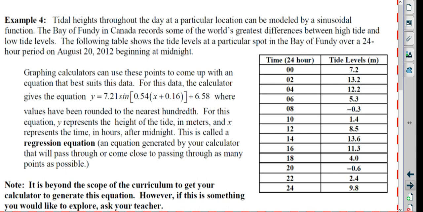Tidal heights throughout the day, at a particular location, can be modeled by sinusoidal functions. The Bay of Fundy records some of the world's greatest differences between high tide and low tide levels. The following table shows the tide levels at a particular spot in the Bay of Fundy over a 24-hour period on August 20th, 2012, beginning at midnight. Graphing calculators can use these points to come up with an equation that best suits this data.